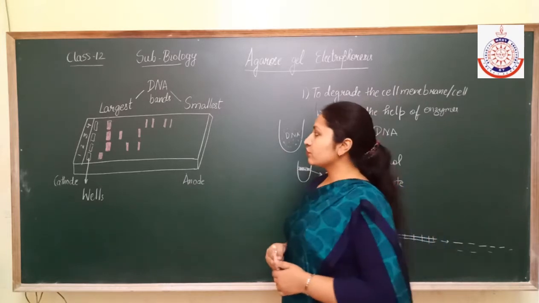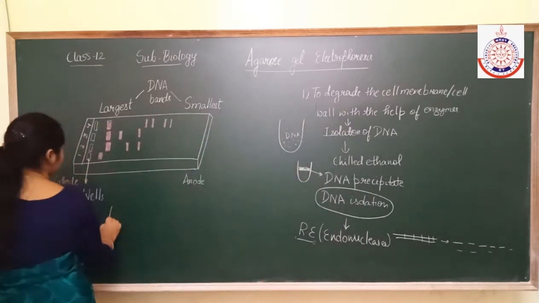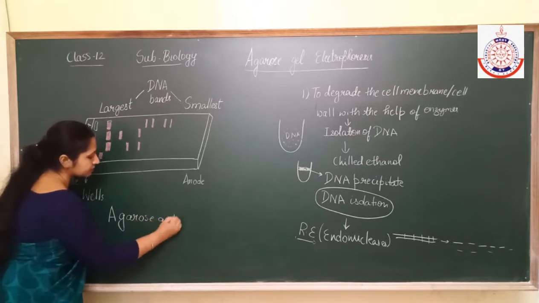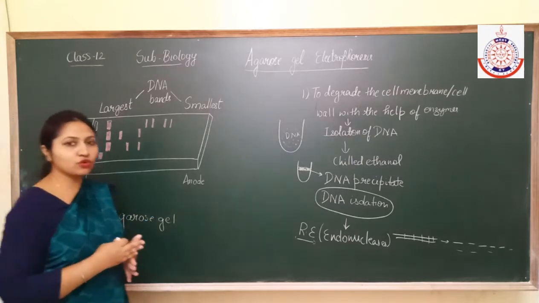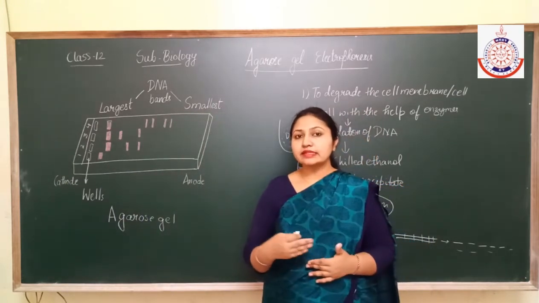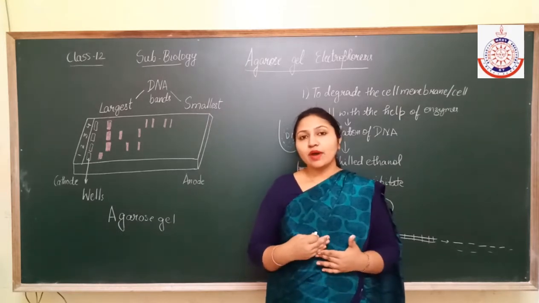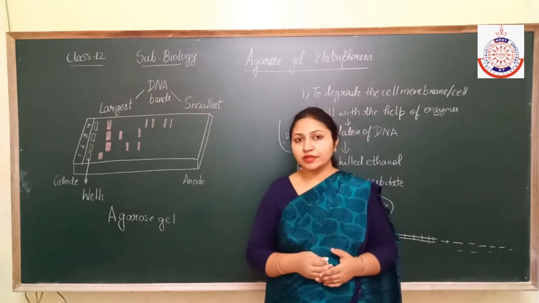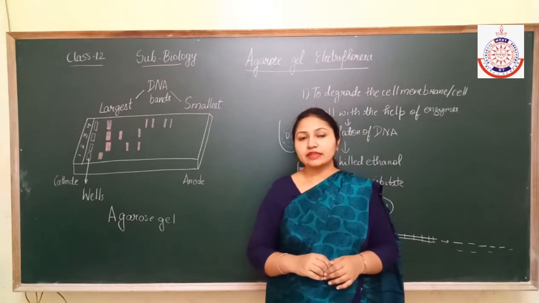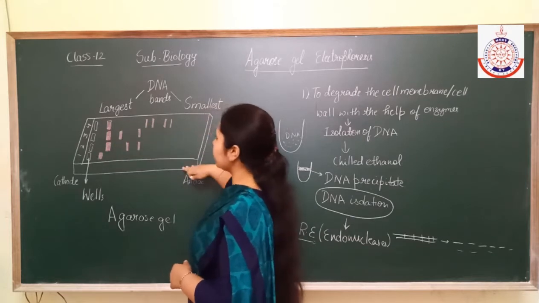So what is gel electrophoresis? In gel electrophoresis, we use agarose gel. And how is this agarose gel prepared? Agar or agarose is easily available in the market. You have to mix it with distilled water, and then settle it over the plate, and then you will get the agarose gel. This is the agarose gel here.